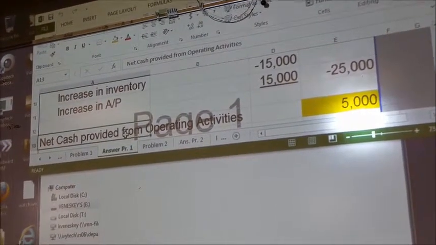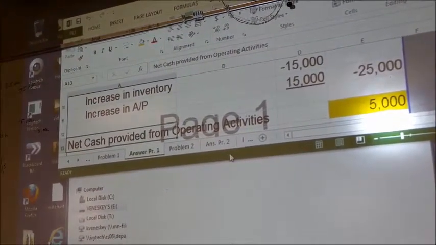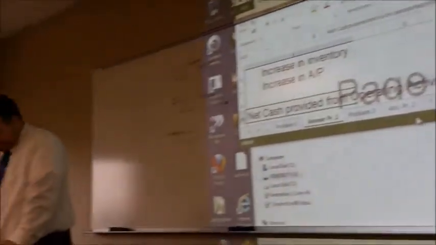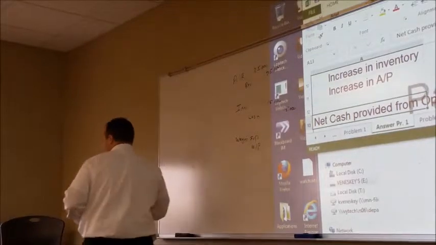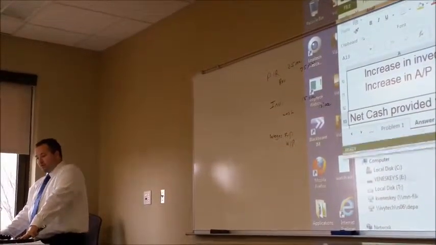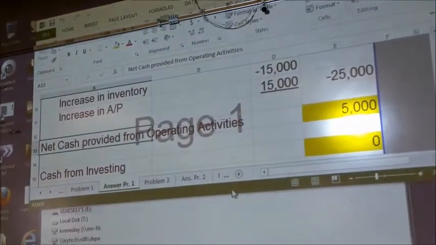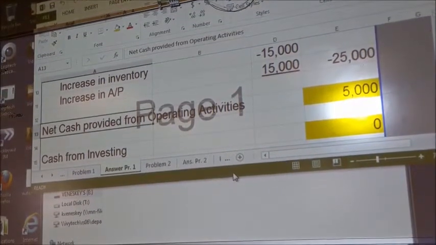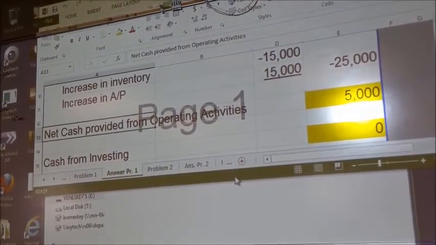The next section, investing. I look at my balance sheet, long-term assets. There isn't anything going on in the investing part of my business yet. For whatever reason, maybe I'm just too new. So there's nothing to put here on this example. Positive or negative.